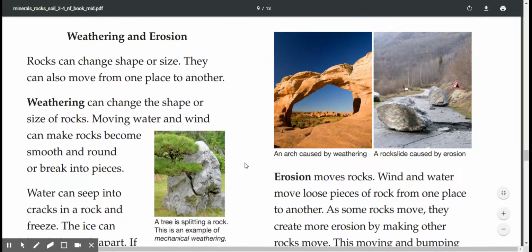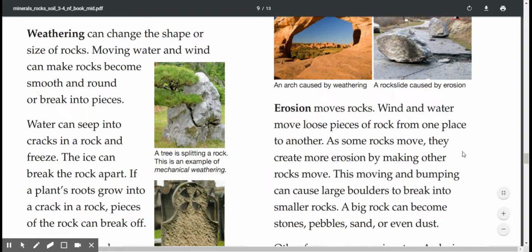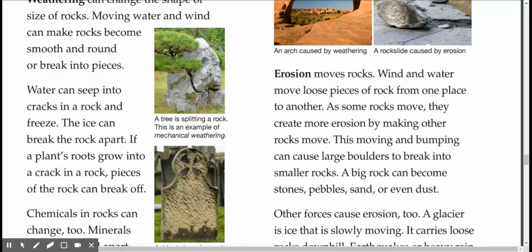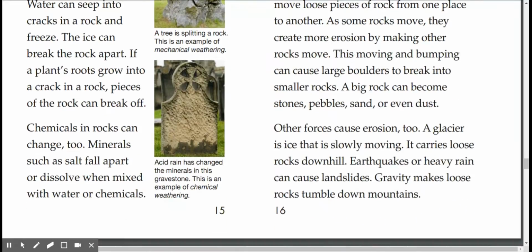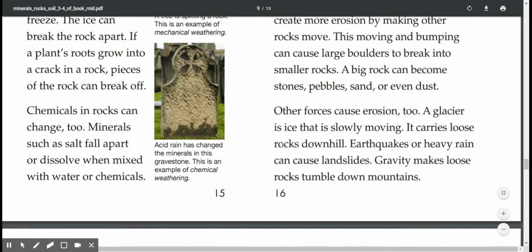Okay? Sounds good. Erosion. So this architecture is caused by weathering. Rockslide caused by erosion, because erosion moves those rocks. So wind and water move loose pieces of rock or sediment from one place to another. As some rocks move, they create more erosion by making other rocks move. This moving and bumping can cause large boulders to break into smaller rocks. A big rock can become stone, pebbles, sand, or even dust.